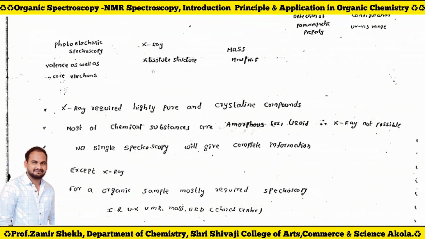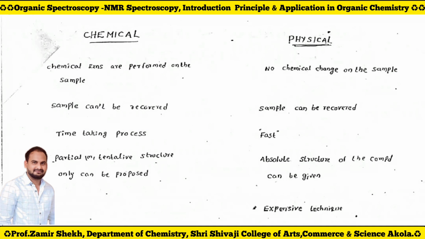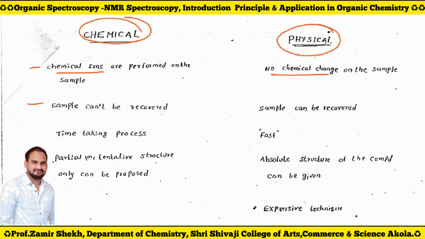The next one is the difference between the chemical and the physical method of analysis. In the chemical method of analysis, we are doing chemical reactions. In the physical method, we are not doing any kind of chemical reactions. So here the sample cannot be recovered because we are doing chemical reactions, so the sample is completely destroyed. And here the sample can be recovered. Some exceptions are there, like mass spectrometry, where we cannot recover the sample, but the remaining techniques like UV, NMR, then IR, we recover the sample.